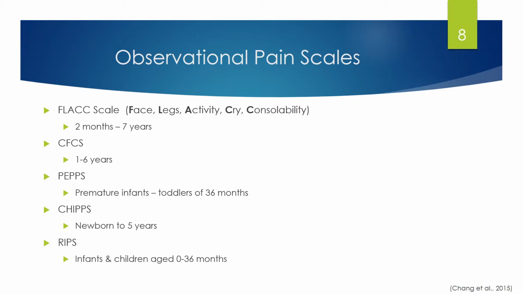The RIPS scale is the Riley Infant Pain Scale, and it assesses pain in infants and children aged 0 to 36 months by staff nurses in children's hospitals. Categories include facial, body movement, sleep, verbal, vocal consolability, and response to movement or touch.